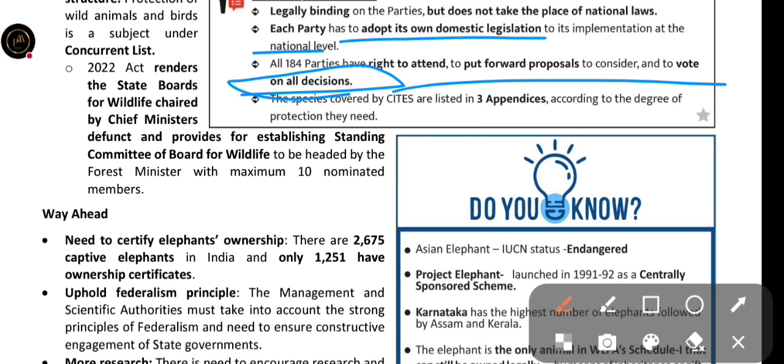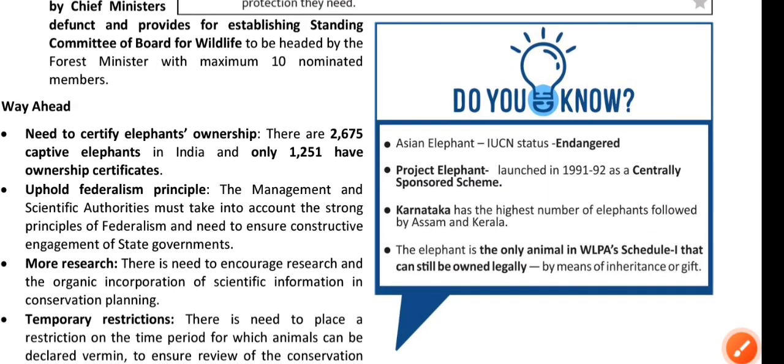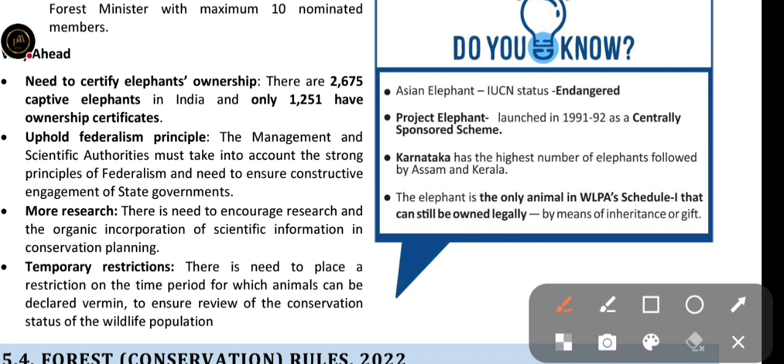The species covered by CITES are listed in 3 appendices according to the degree of protection they need. Okay, and this is the Asian elephant that is in danger, so you should know for a prelims perspective. These are the factual information.